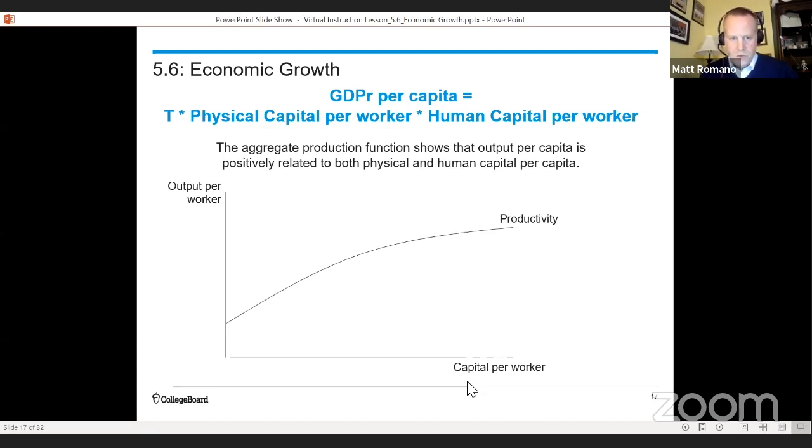Okay. So that's the aggregate production function. This is where we find that relationship and evidence of that relationship between all of these different variables. And that's something we can refer back to whenever we have a question about those.